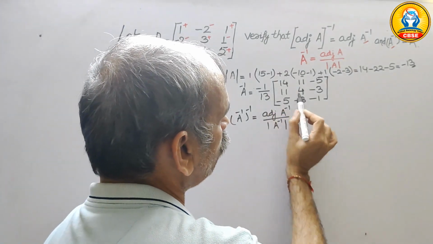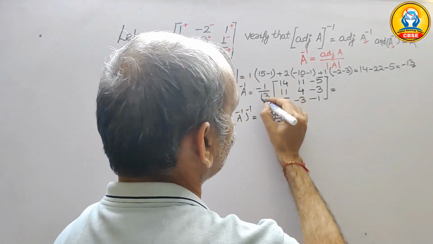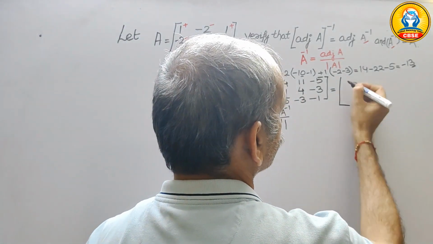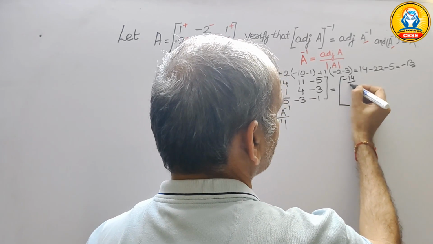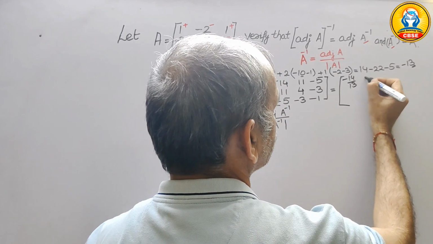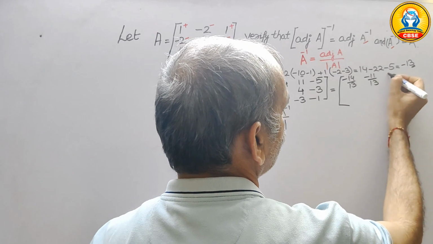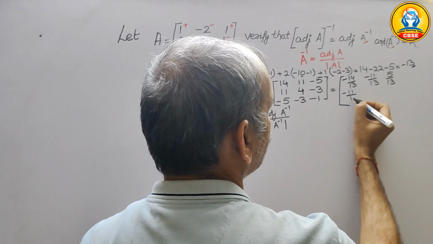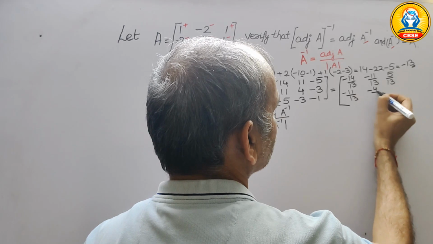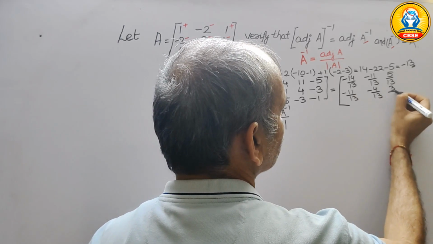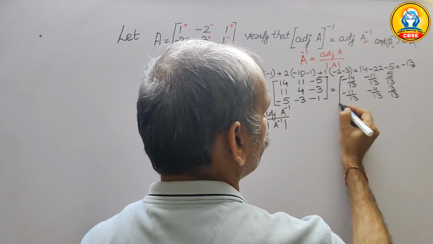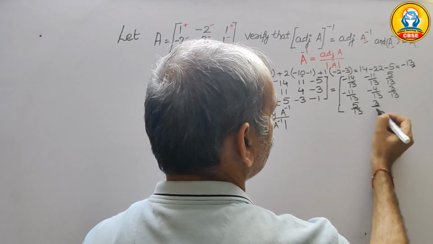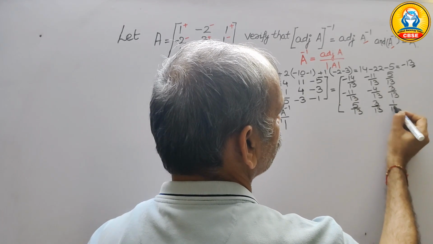So here just we have to solve this. What we will get, see this, minus 1 by 13. That means we will get minus 14 by 13. Minus 11 by 13, 5 by 13. Here minus 11 by 13. Minus 4 by 13, 3 by 13, 5 by 13, 3 by 13 and 1 by 13.